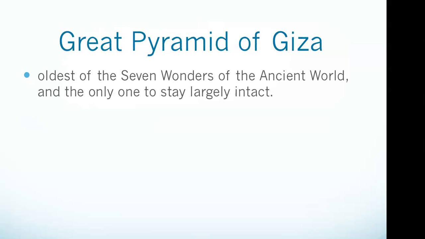The Great Pyramid of Giza, it is the oldest and largest of the three pyramids in the Giza Pyramid complex bordering what is now El Giza, Egypt. It is the oldest of the seven wonders of the ancient world and the only one to stay largely intact.